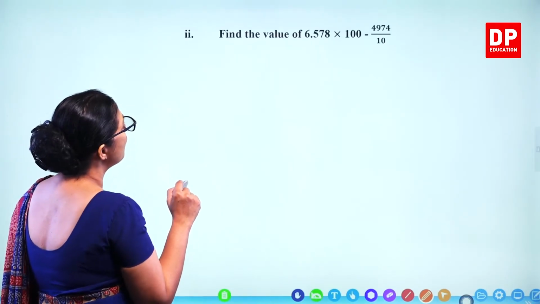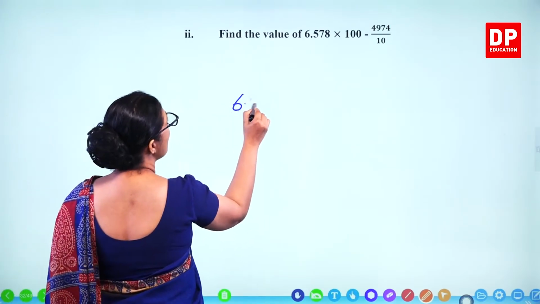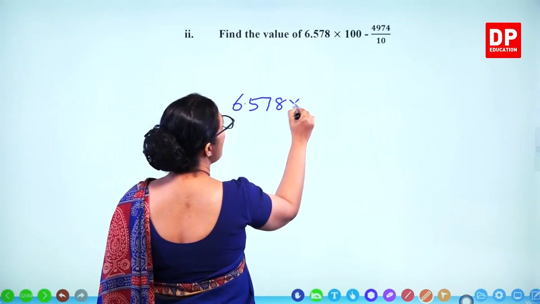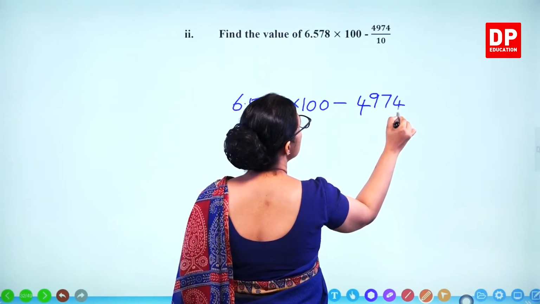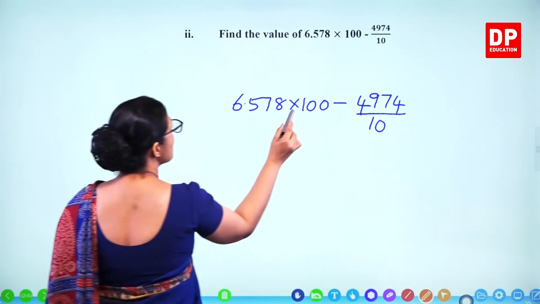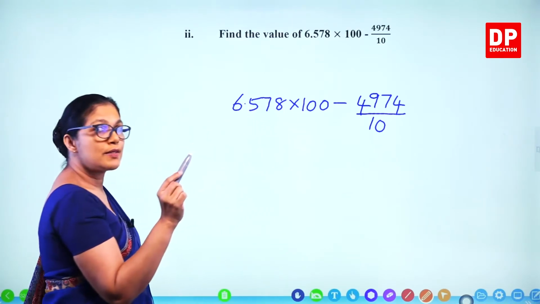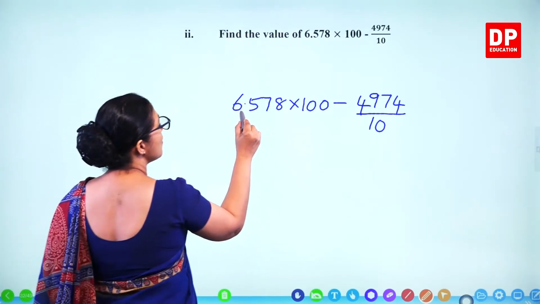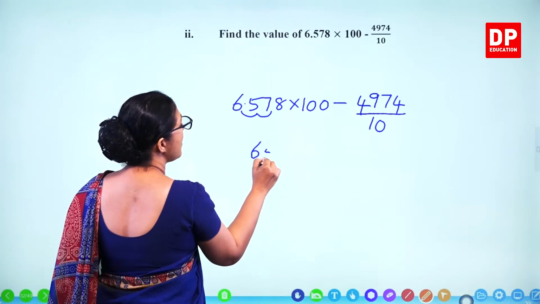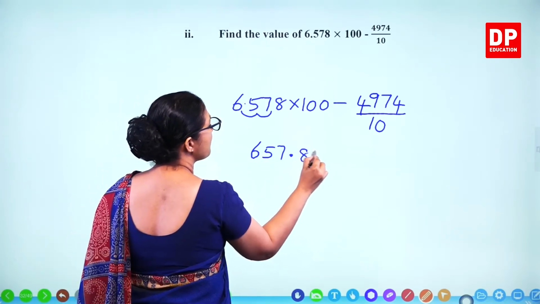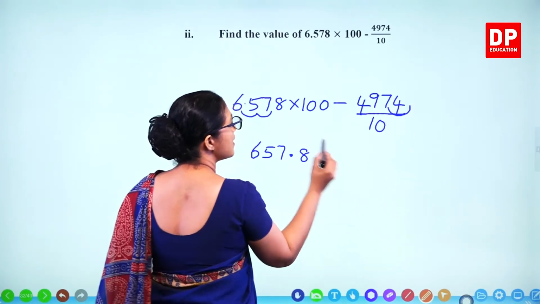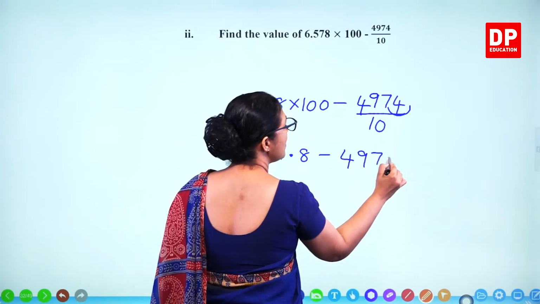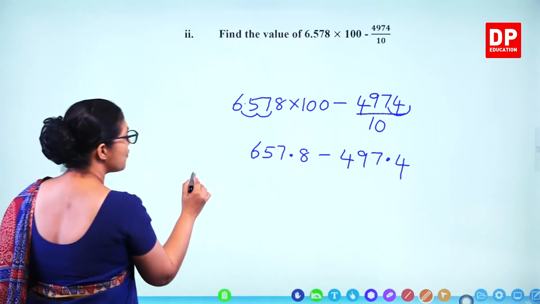Find the value of 6.578 into 100 minus 4.974 divided by 10. So we will first multiply by 100: move the decimal place 2 places to the right. 1, 2. So 657.8. This one you divide by 10, so move the decimal place here. 497.4. Now subtract.